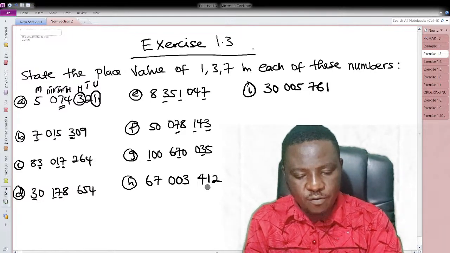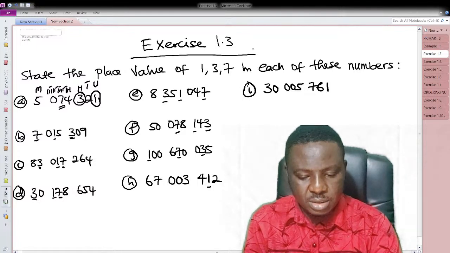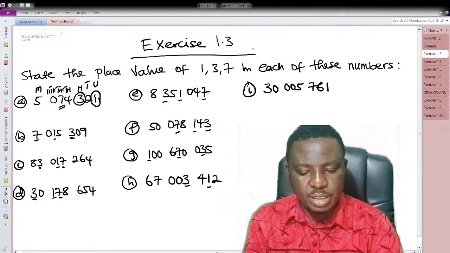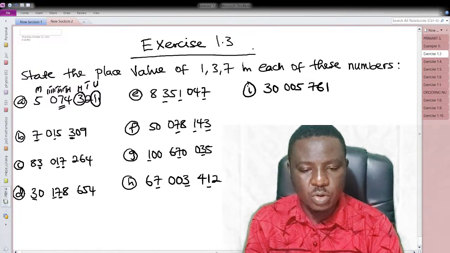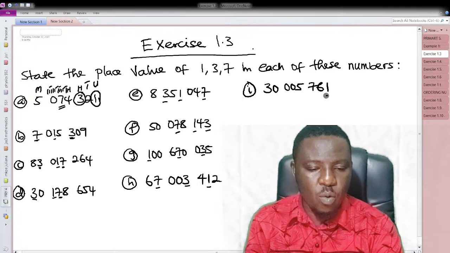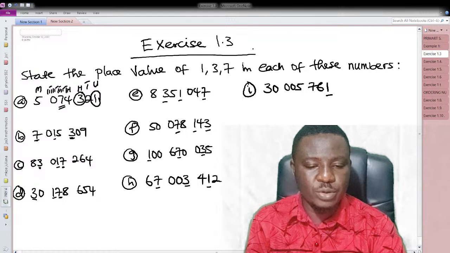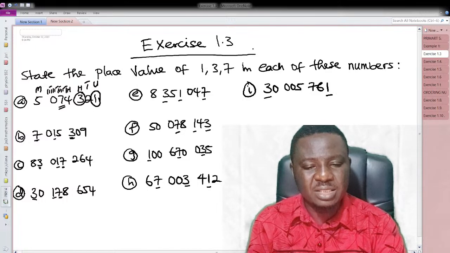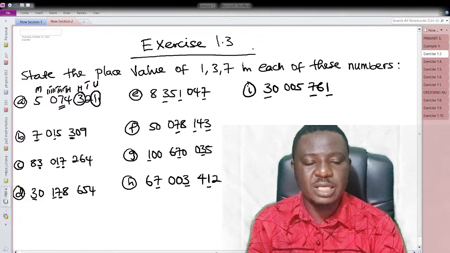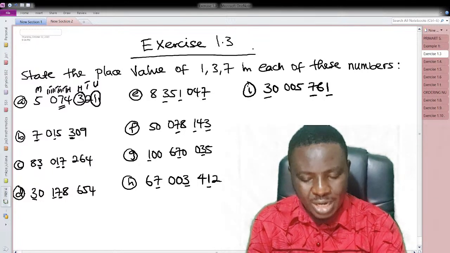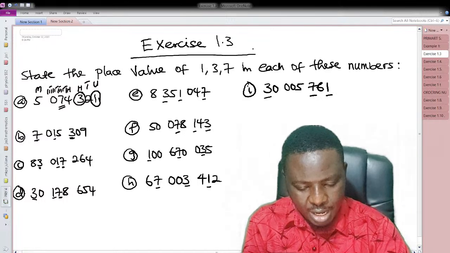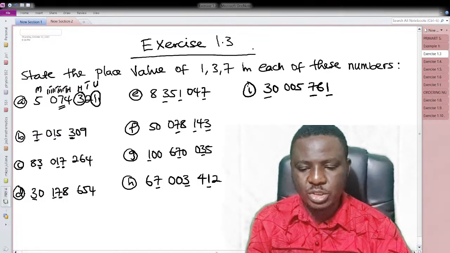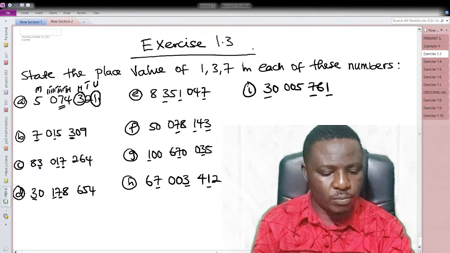H, the place value for 1 is said to be tens, the place value for 3 is said to be thousands, and the place value for 7 is said to be million. While I, the place value for 1 is said to be unit, the place value for 3 is said to be tens of millions, and the place value for 7 is said to be 100. So let me know, Ralph, did you get all as given to you in the question? Did you get them all?